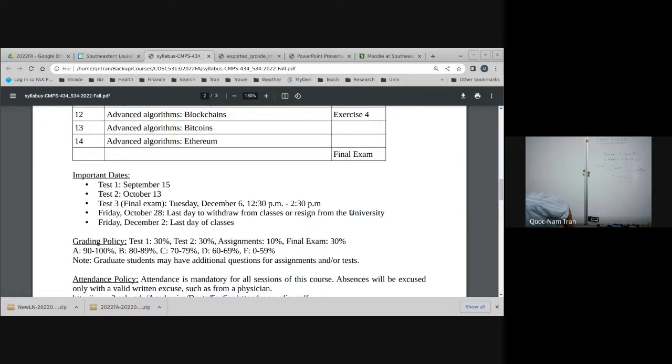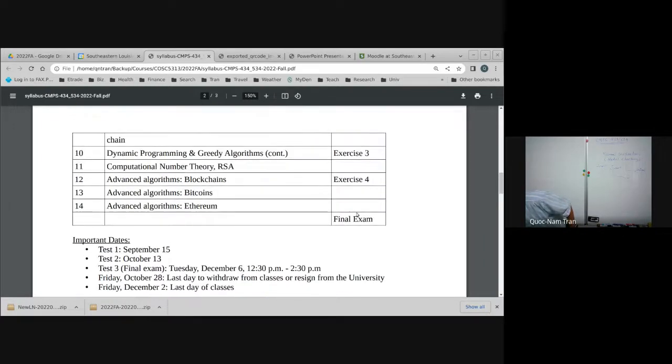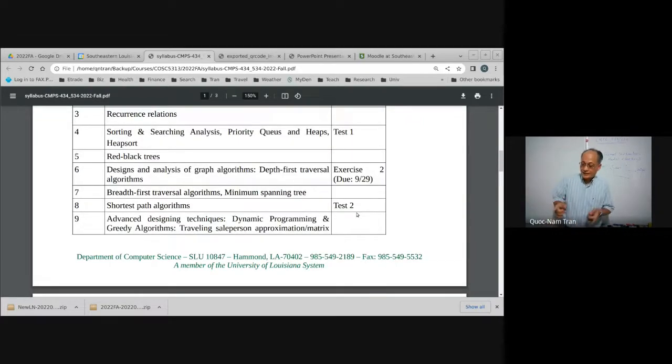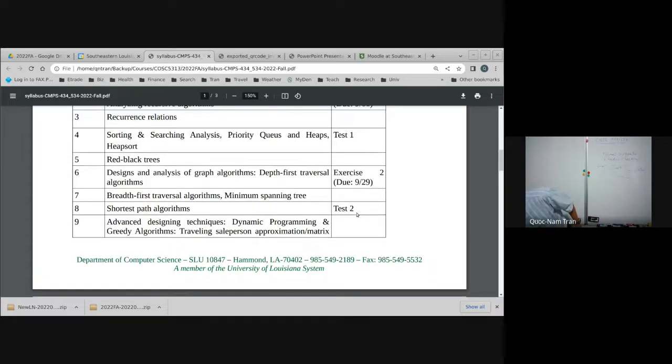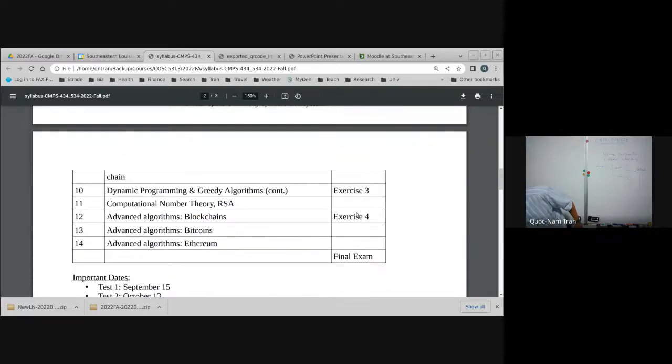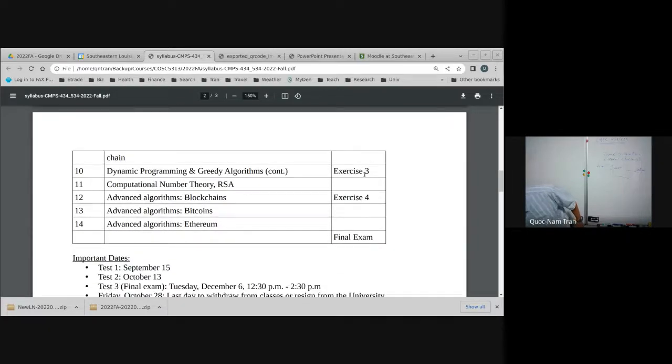Okay, look at the syllabus and also the announcement on Moodle to see the exact date for the exercises, right? I posted here for exercise 1, 2, right? And test 1, test 2, and final exam. And exercise number 3 will be on the 10th week, and exercise number 4 will be on the 12th week. The exact dates will be provided on Moodle.